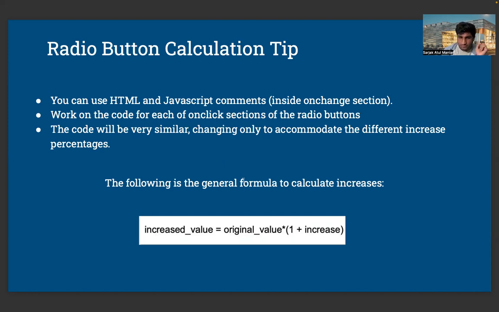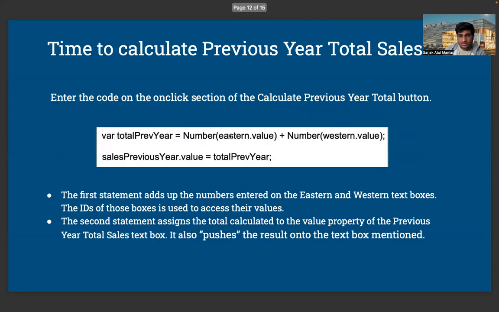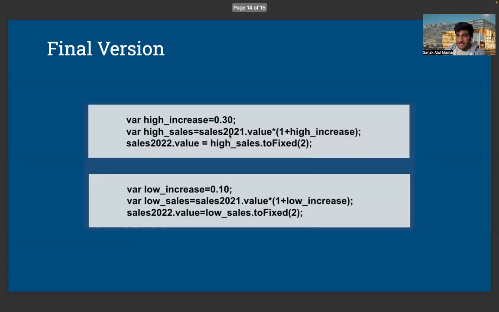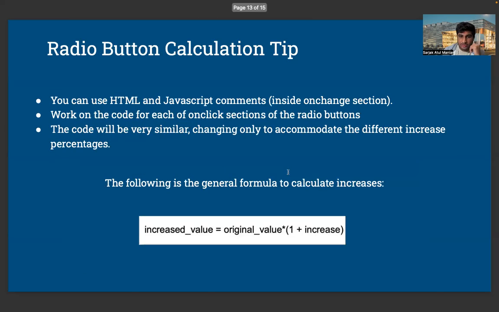And at the end over here, this is the final version of that particular code. It says where high increase equals 0.30. So this is for the high radio button, which says that there should be a 30% increase, right? So we are taking that, creating a variable called high increase, which has a default value of 0.30. And then we create another variable called high sales. And over here, notice what is sales 2021. This is the ID, created according to this particular code snippet. Notice that the ID is sales 2021. So you need to tweak it according to the ID which you are using in your input type element, right? So just make sure you're using the same IDs across.